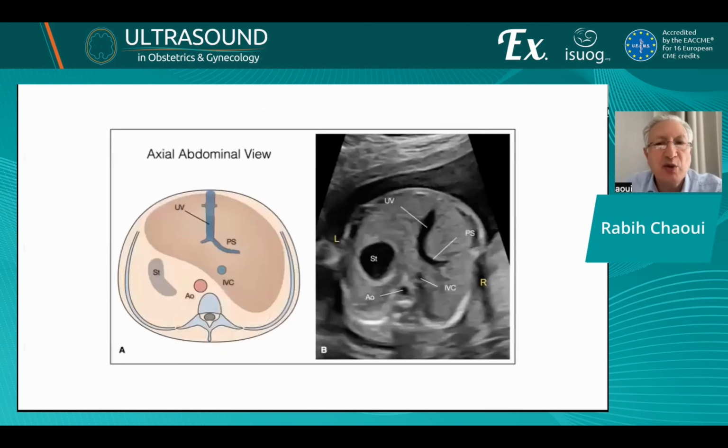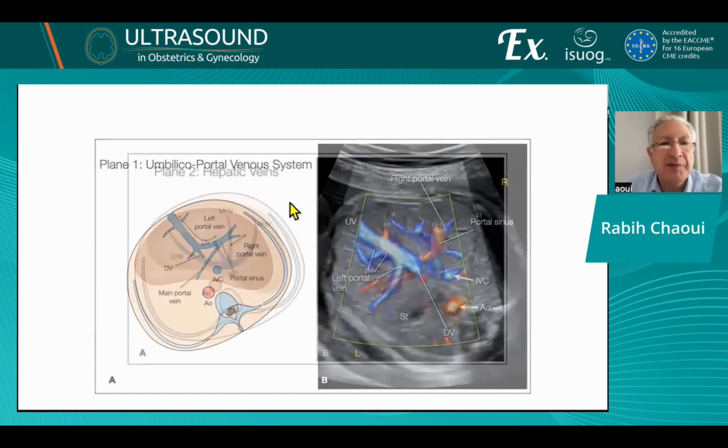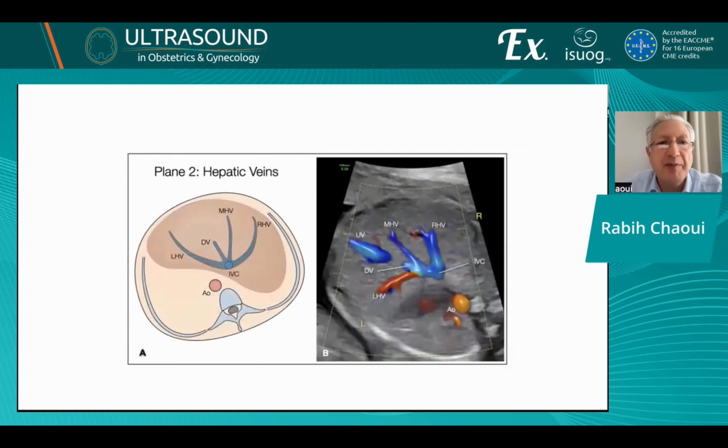The planes used for the analysis of the fetal venous system will start with the upper abdomen and axial abdominal view, showing you in one plane the demonstration of the umbilical and portal venous system from the left and right portal vein merged together with the main portal vein and the portal sinus. Moving to a little bit higher plane, in plane 2 you see the hepatic veins.